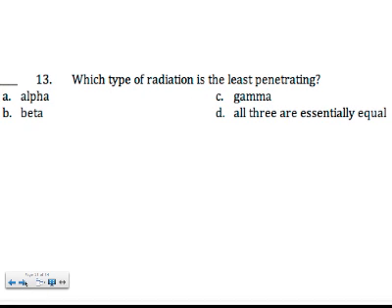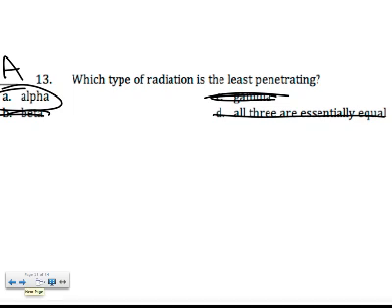Which type of radiation is the least penetrating? Well, that would be alpha. It's the biggest particle. It's the easiest one to stop. Gamma is much more penetrating. Beta is slightly more penetrating, and they are certainly not all equal.